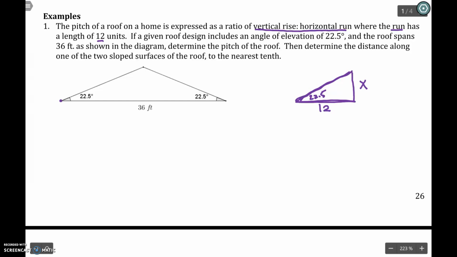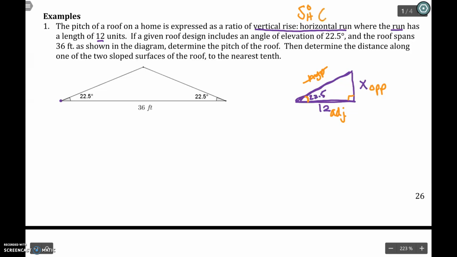So in other words, we need to find the vertical distance in order to answer that question. We are going to be using trigonometry because we have an angle and sides. Across from that angle is the opposite. Across from the 90 would be the hypotenuse, and this one is blank. And then that would mean that 12 is the adjacent.